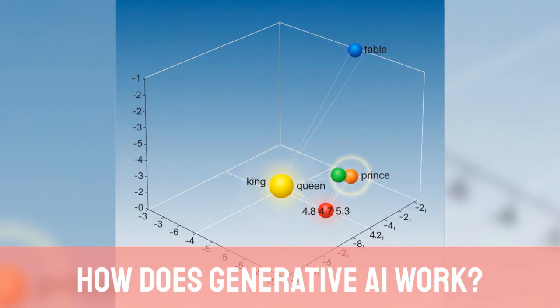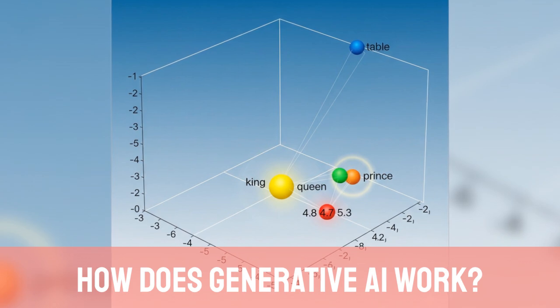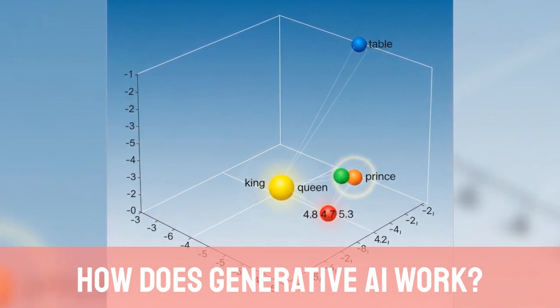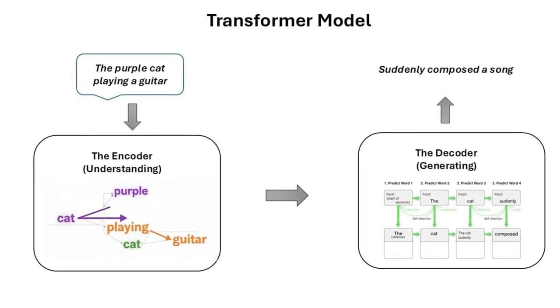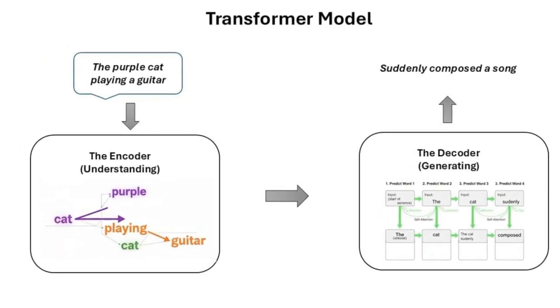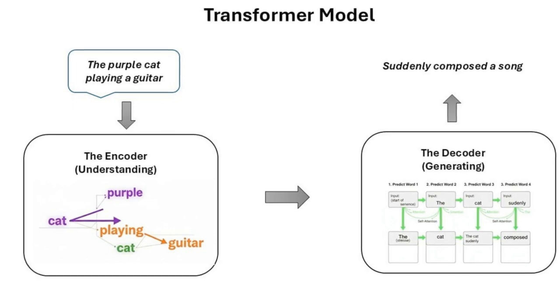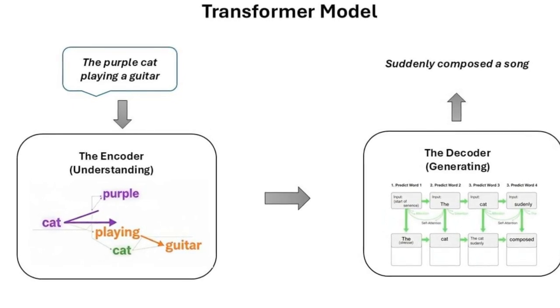Word embeddings are numerical representations of words that capture their semantic meaning and relationships. By mapping words to vectors in a high-dimensional space, they allow machines to understand context and identify similarities between words. A transformer model is like a translator that works in two steps. Let's first look at how the encoder works.